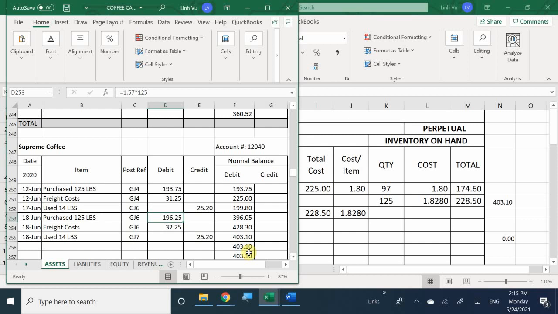So here, I've already confirmed that in my Supreme Coffee, I should have 403.10 left remaining. And that's exactly what I have here, 403.10. So there you go. That is your checking point on making sure that your debits match your credits, but also that your inventory worksheet matches your ledger. Or your ledger matches your inventory worksheet, excuse me. No, wait, that was right. Your inventory worksheet matches your ledger. Okay. So there we have it, 403.10. And that's it for that transaction.